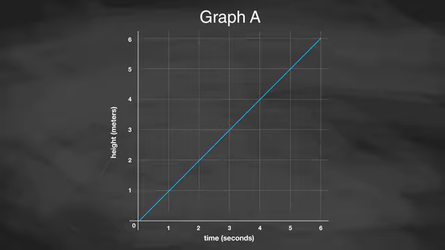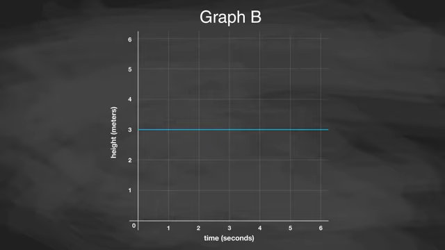Graph A is a linear graph. In the context of the problem, it represents the flag starting on the ground and then immediately being raised at a perfectly constant rate. This graph would be considered possible, but it's unlikely that the flag would start on the ground and then move so perfectly smoothly.